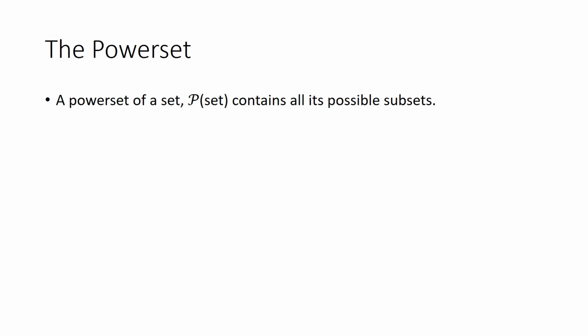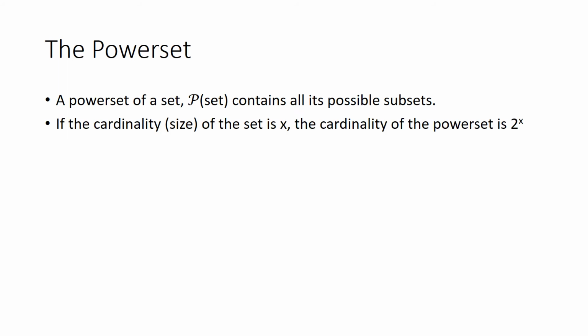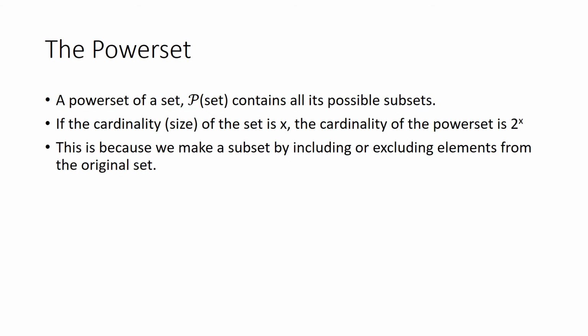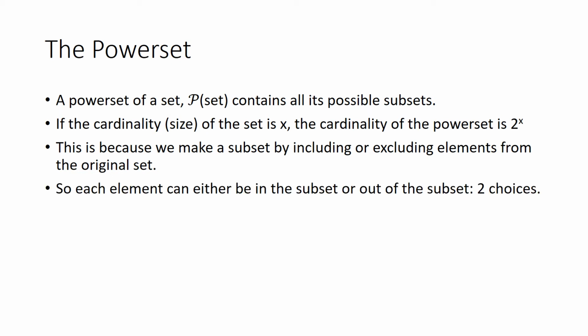Now the power set is basically a set containing all the possible subsets of a set. So if the cardinality of your original set is little x, the cardinality of your power set is going to be 2 to the little x. Why is this? It's because we make a subset by either including or excluding elements from the original set. So each element can either be in the subset or out of the subset.